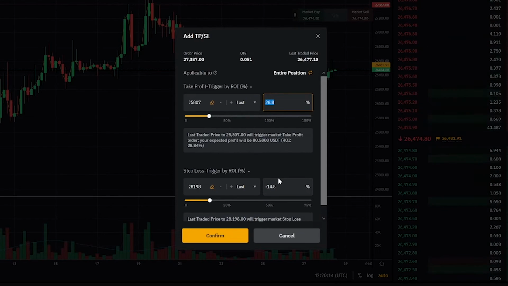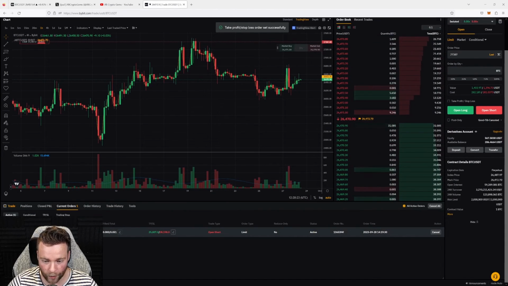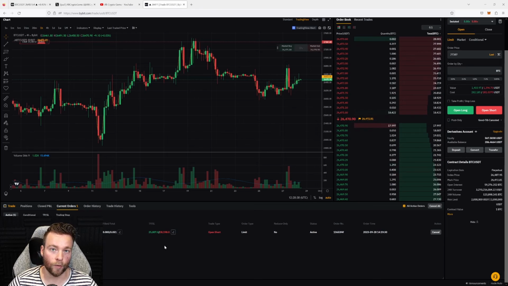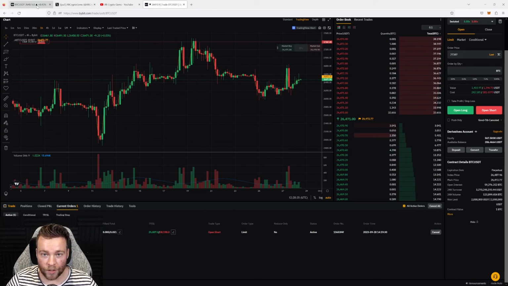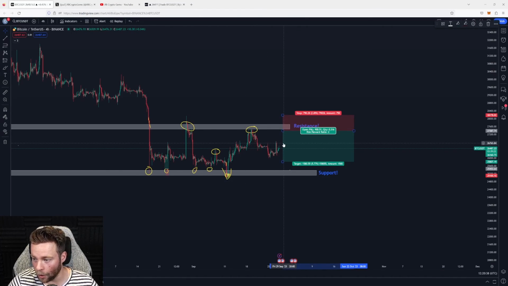And that is why you can actually lose 50% of these trades, because the ones that you're going to win are going to be double the amounts that you're going to lose. So confirm. And as you can see, the order has now been set. Once this price has been hit, it's going to open a short and automatically add in these target points and stop losses. So let's do another one for the long position.